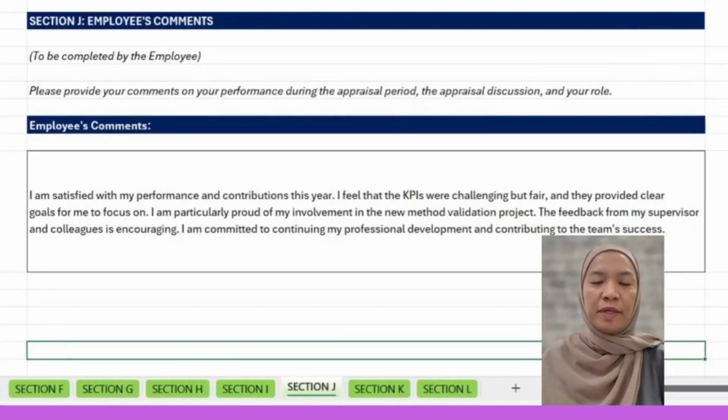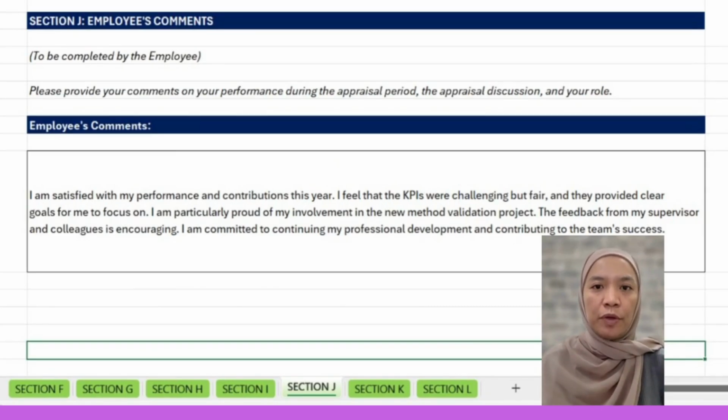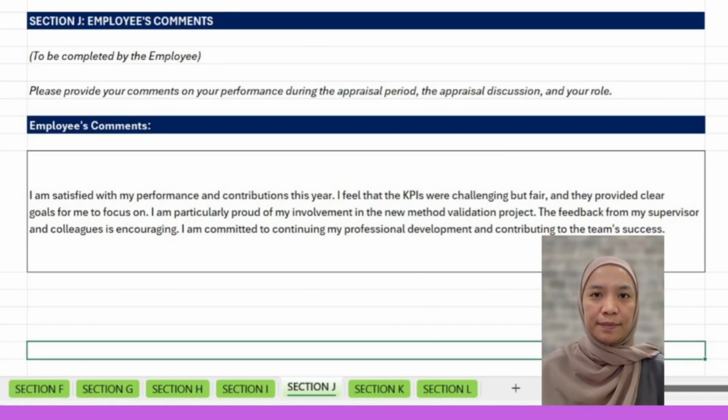Hi, I am Rosaimi bin Ahmad. I will explain section J. Section J is the employee comments. This section must be completed by the employee. So, the employee needs to write down his comments on his appraisal process. He will need to state his satisfaction with his performance and contributions throughout the year. He also needs to say that he will continue giving his best effort in his work.